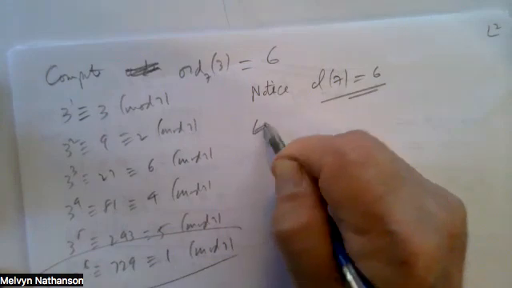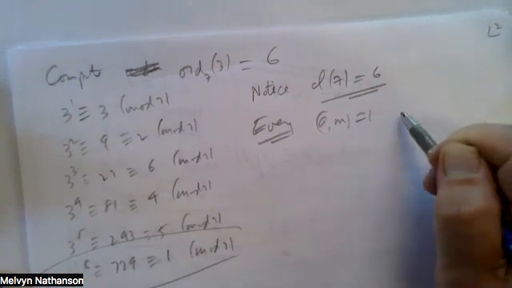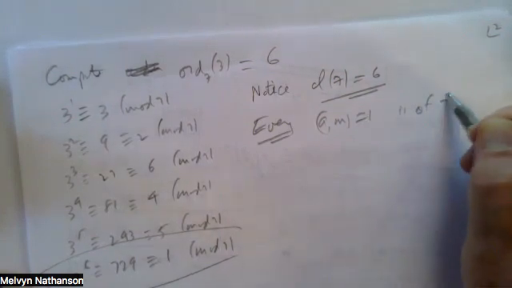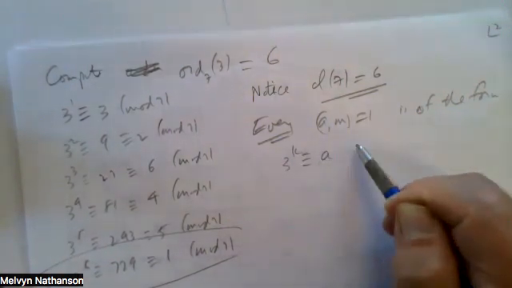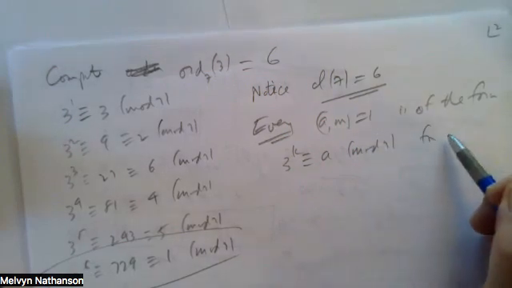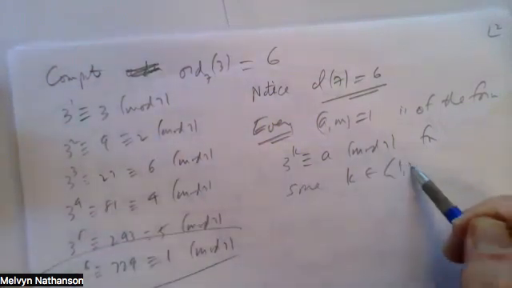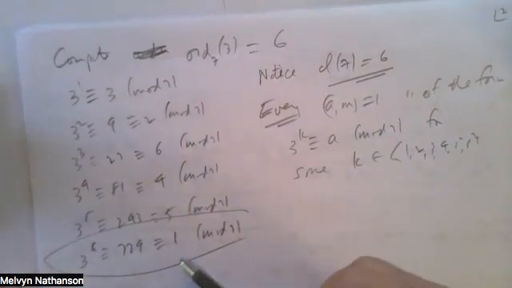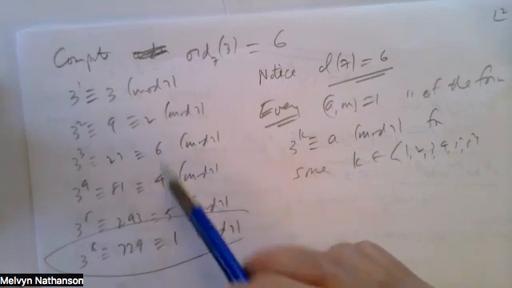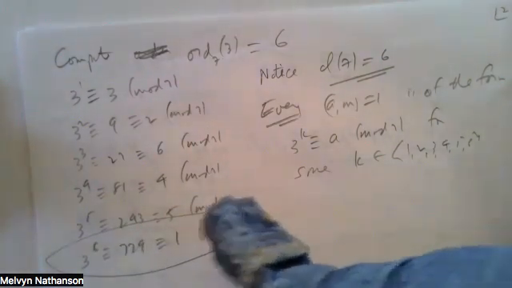And moreover, every a relatively prime to 7 is of the form 3 to the k congruent to a mod 7 for some k between 1 and 6. You have 1, 2, 3, 4, 5, 6. So every congruence class is a power of 3 mod 7.